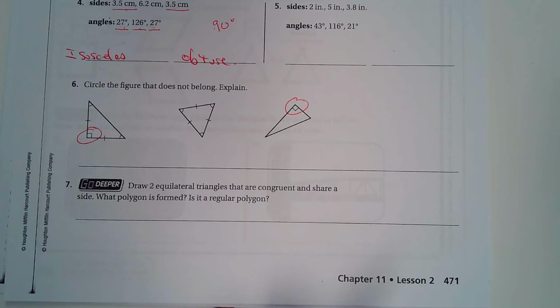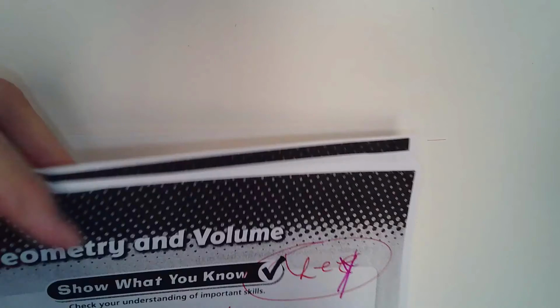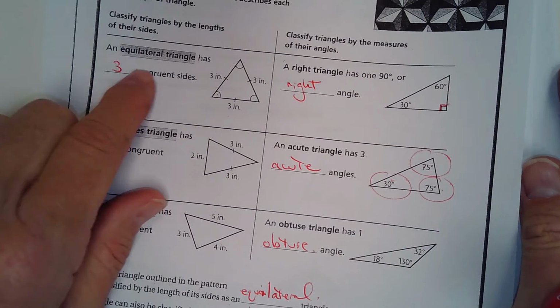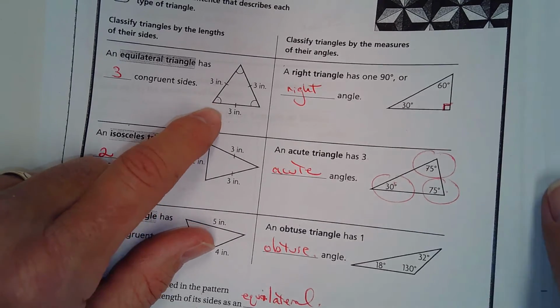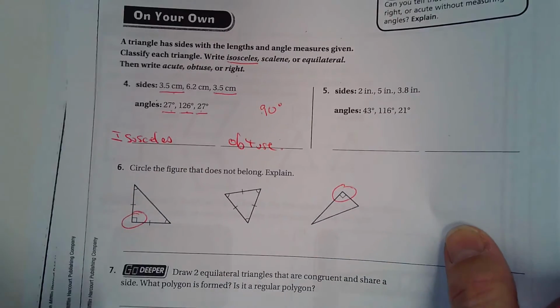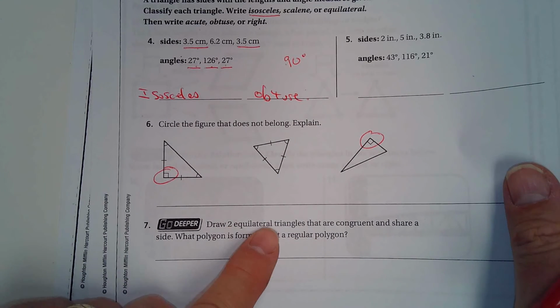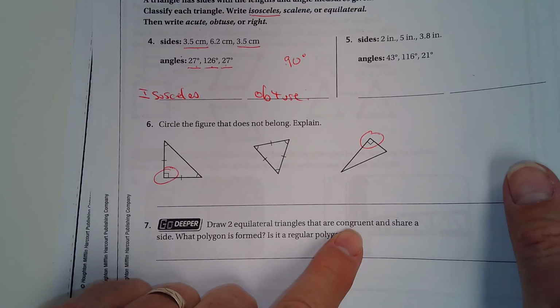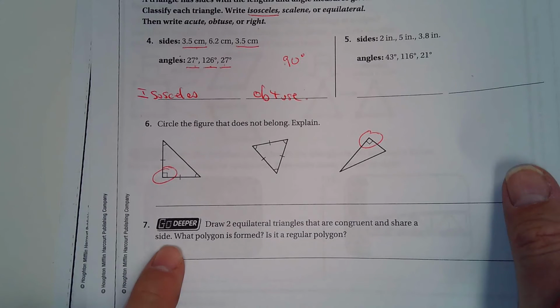Draw two equilateral triangles. Okay, so if you're not sure, again, go back 2 pages. There's a picture of an equilateral triangle. Maybe you could even just draw that. Okay, well, but I don't know. Maybe, what else does it want? Oh, you got to draw 2 of them that are congruent. What does congruent mean? They're the same. So these 2 triangles have to be the same, and they share a side.